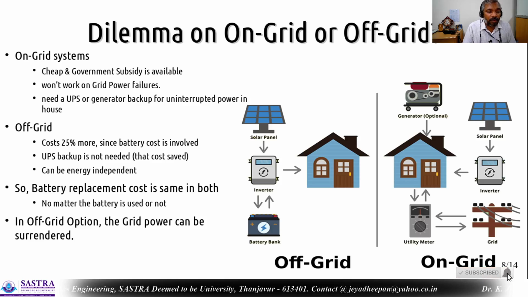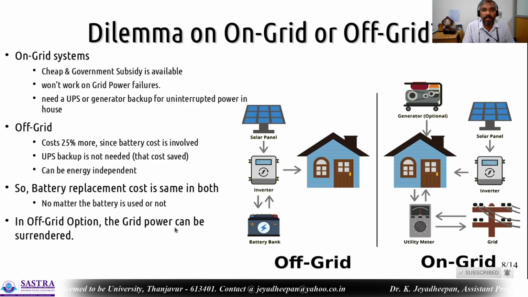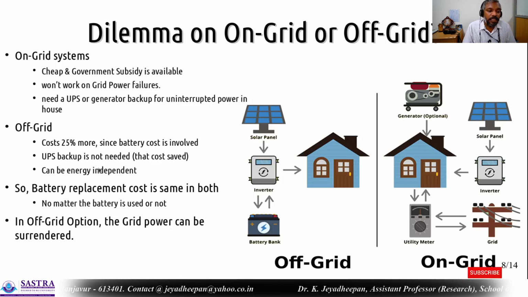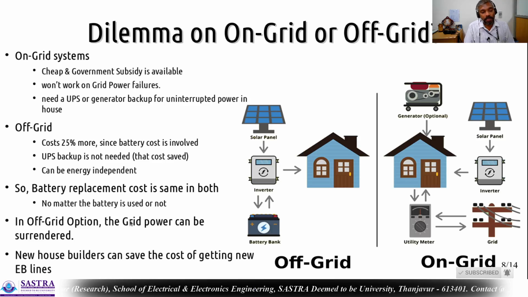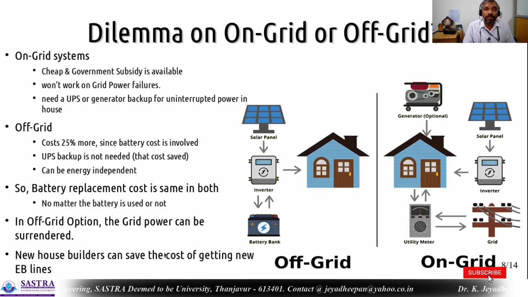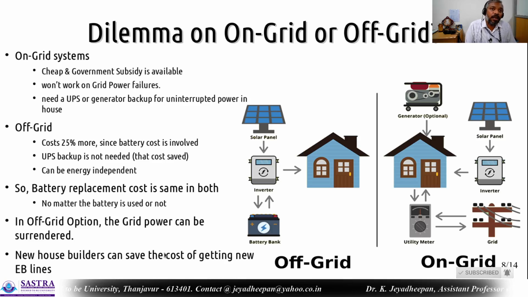So in the off-grid option, the grid power can be surrendered. Since we are independent of grid power, we can go for surrendering the grid power, okay? And new house builders can save the cost of getting new EB lines. Roughly, a 3-phase EB connection means you have to pay at least 30,000 rupees. That cost can be saved and invested in more panels or more batteries and so on, okay?